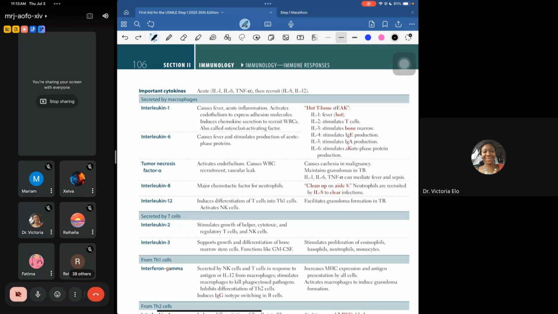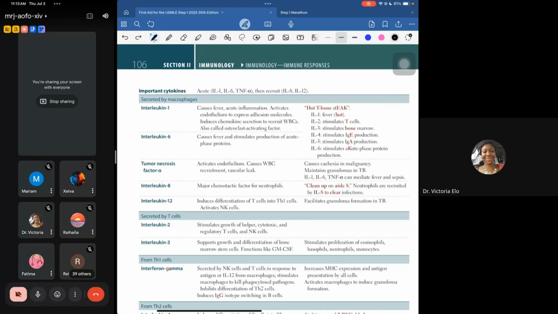We are now just focusing on tumor necrosis factor alpha, right? It is secreted by macrophages. The first thing it does is activate the endothelium, and when the endothelium is activated, it causes vascular leak. So things are going to leak from the vessels and go outside. This is how septic shock happens.